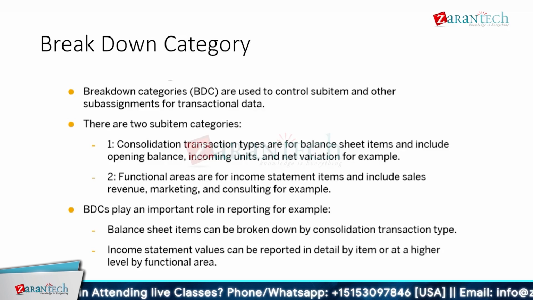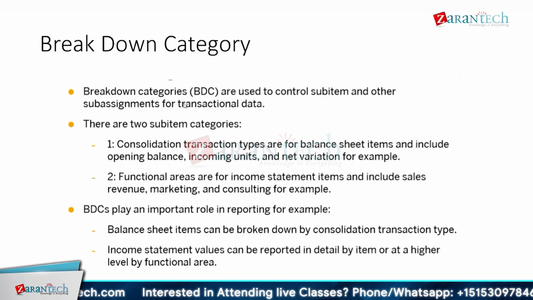One is sub-item and the other is sub-item category, where it identifies whether it is a balance sheet or a P&L. If it is a balance sheet, it updates 1. If it is a P&L, it updates 2. And if it is a balance sheet, it further goes and updates a transaction type, because for balance sheet line items, what activity you are performing is required. That is where a transaction type helps us. And further, if it is a P&L, it goes by a functional area.